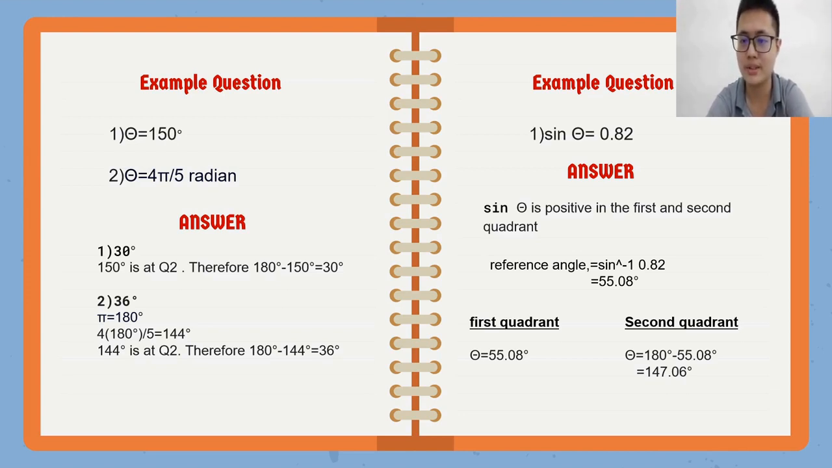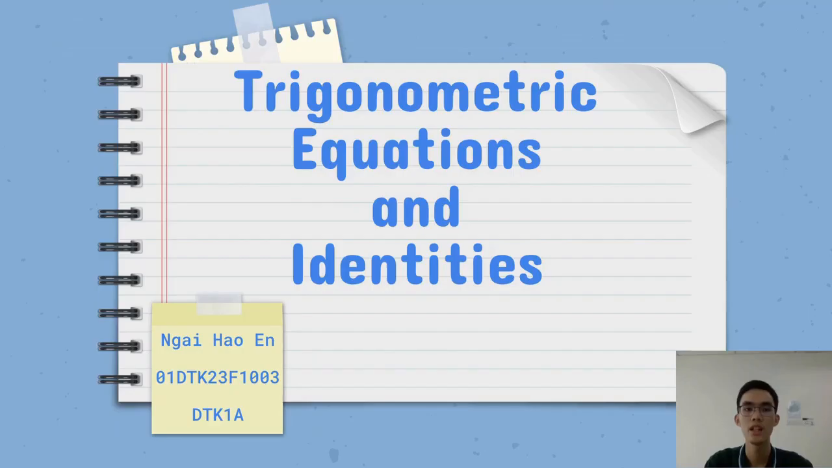Another example question is sin theta equals 0.82. The 0.82 is positive, so sine positive is in the first and second quadrants. We calculate the reference angle first. We will get the answer 55.08. To calculate the second quadrant, we just need to do 180 minus 55.08. So we will get the answer 147.06.